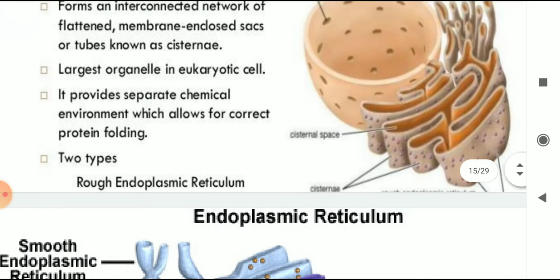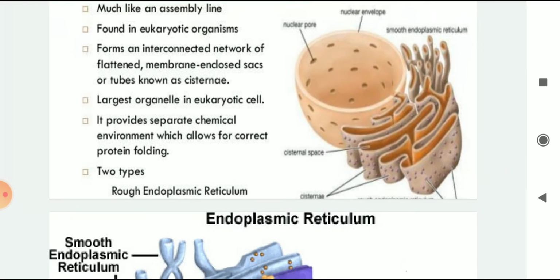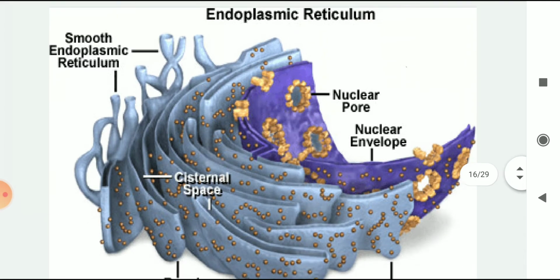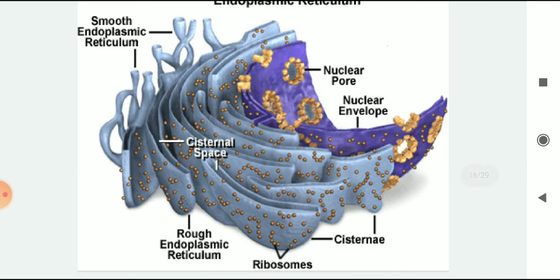It provides a separate chemical environment which allows correct protein folding. It is of two types, rough endoplasmic reticulum and smooth endoplasmic reticulum. Please mention this diagram where you can see that the places where ribosomes are present are known as rough endoplasmic reticulum, and wherever these are not present, these are smooth endoplasmic reticulum.